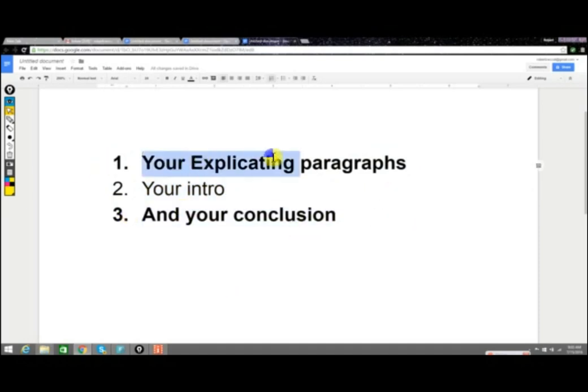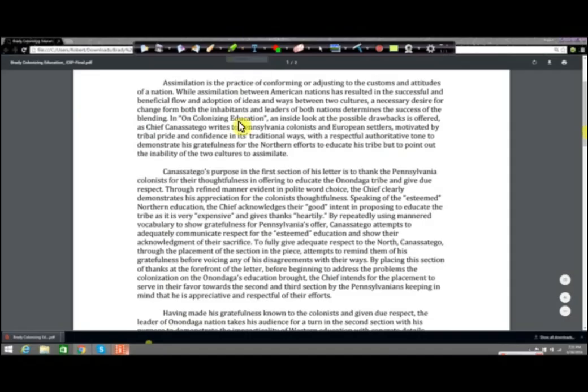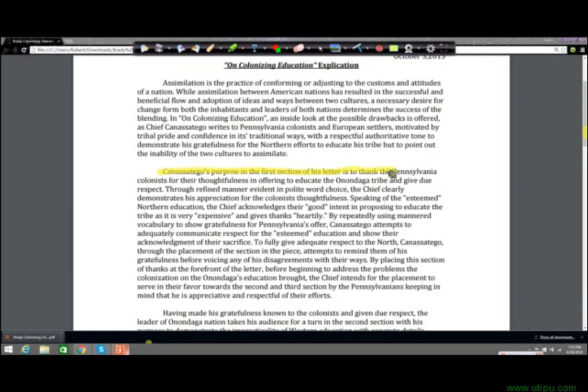Obviously the thing that we're going to do first is this. You're going to want to go straight into your first explicating paragraph by starting with the purpose of the first section that you're going to explicate. And that's exactly what they do. Once you have that down, you're going to want to go into your rhetorical strategies and just put one of them down. And that's what they do right here. Note they don't say he uses refined manner. They say through this refined manner, evident in his polite word choice, the chief clearly demonstrates. And okay, this right here is actually explicating.